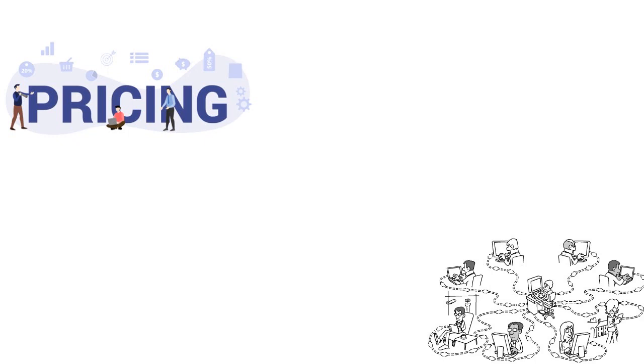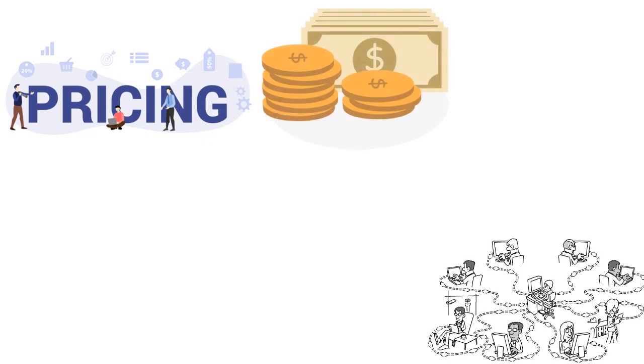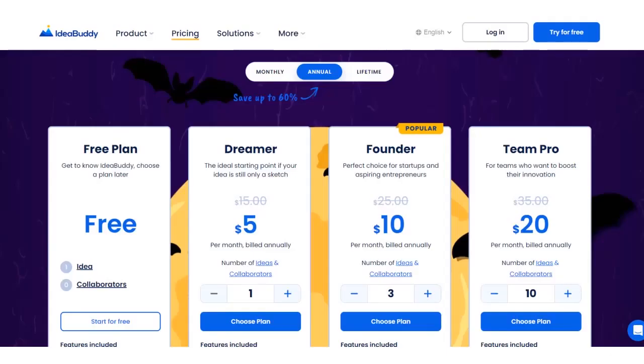So when you analyze this, just looking at the prices, looking at the numbers, LivePlan is more expensive than IdeaBuddy, right? But also LivePlan has more features too, though. Okay, I want to show you right now on the screen. Here is the pricing for IdeaBuddy. So IdeaBuddy, you have the free, the Dreamer, the Founder, and the Team Pro. So the Team Pro, they're charging you $20.